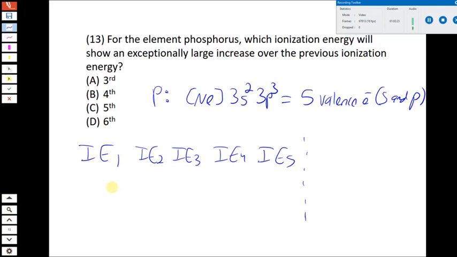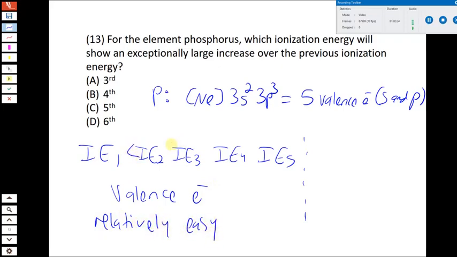So all 5 of these involve removing valence electrons, which is relatively easy. Now they do increase each time. They don't get smaller. They do increase each time, but they're still increasing gradually. It's a pretty gradual increase as we each remove valence electrons. But then once we get to the 6th ionization energy or beyond, we start removing core electrons.